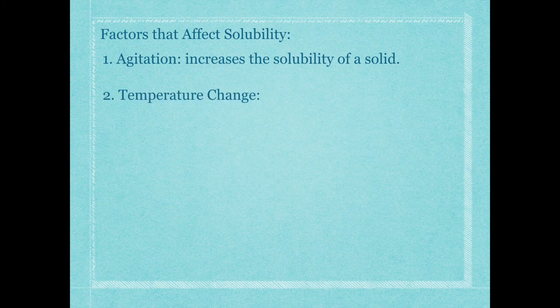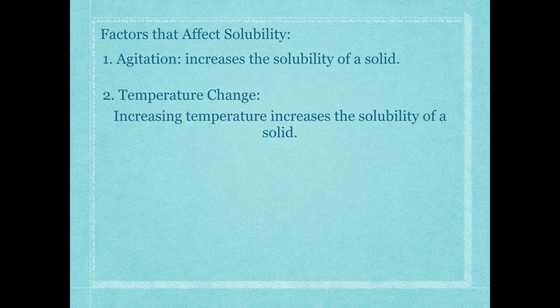The second factor is temperature. Okay? So if you increase temperature versus if you decrease temperature. If you increase temperature, then the solubility of a solid is going to increase. So if you think about it, when you're making hot chocolate, the reason why we call it hot chocolate is because we want to increase the solubility of the solute, your cocoa powder, into your water or your milk. And so if you increase temperature of the solvent, then the solute is better able to dissolve.